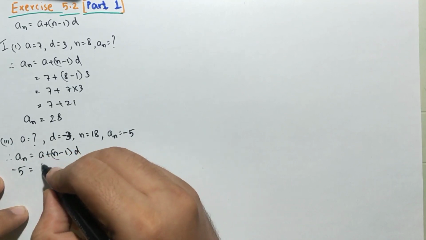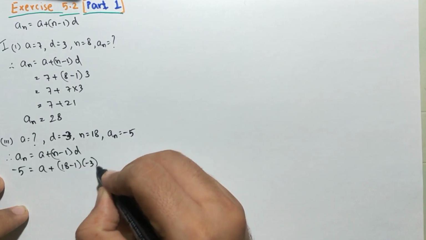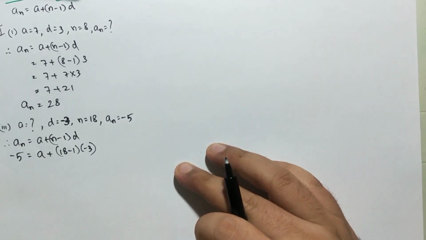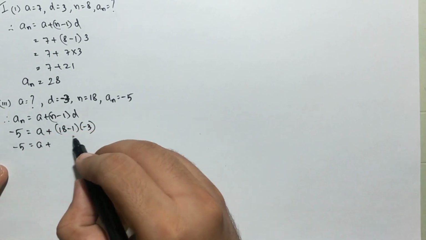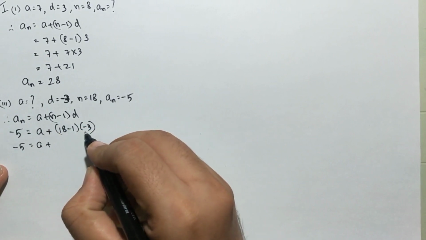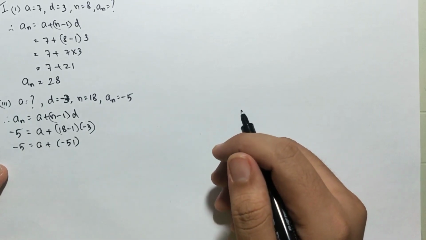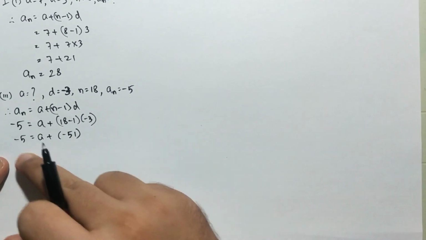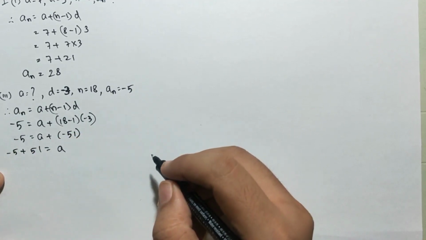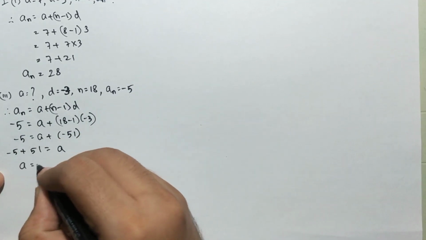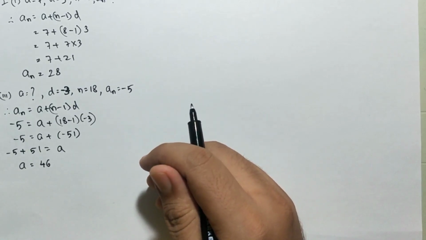So this is minus 5 equals to, we don't know A, so A as it is, plus n is 18, 18 minus 1 multiplied by minus 3. Now this minus 5 equals to A plus, what is 18 minus 1? That is 17. 17 multiplied by minus 3 will be minus 51. This minus 51 will go on the left hand side. It will become plus 51. So minus 5 plus 51 would be equals to A. So A would be equals to 51 minus 5 is 46. So the first term A is 46.